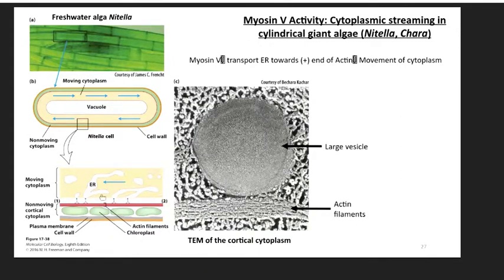So for the freshwater alga Nitella, the movement in the cytoplasm happens because of the movement of these endoplasmic reticulum structures on top of the non-moving cortical cytoplasm through myosin 5 activity, because myosin 5 is responsible for cargo movement. In this case, the cargo is the endoplasmic reticulum itself. So due to the movement of these big organelles, not molecules, the whole cytoplasm gets steered and starts moving.